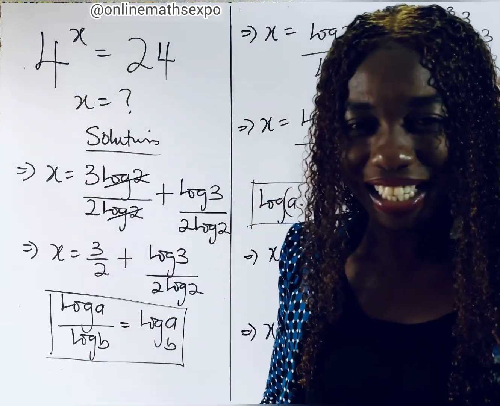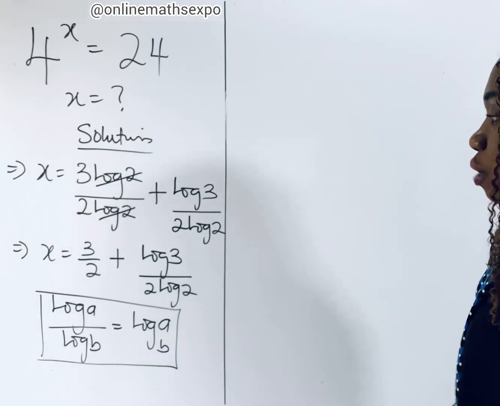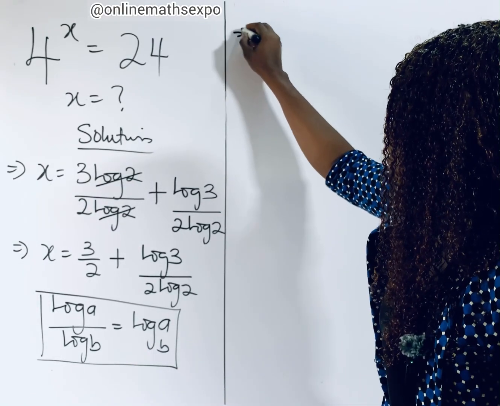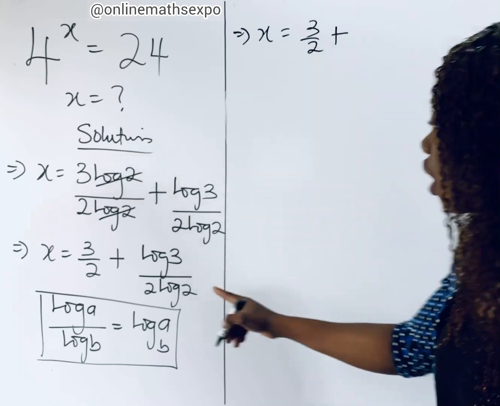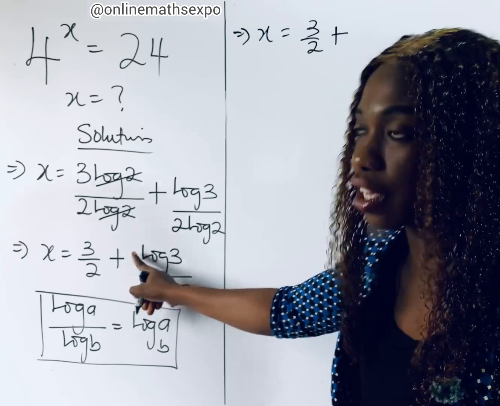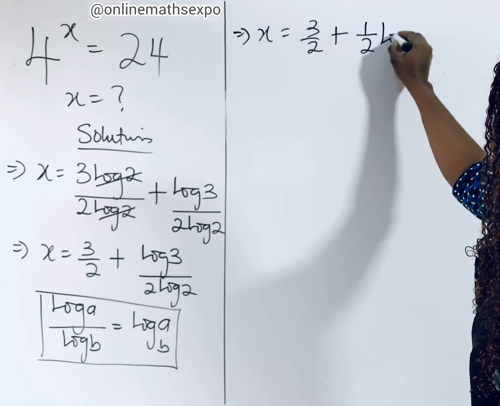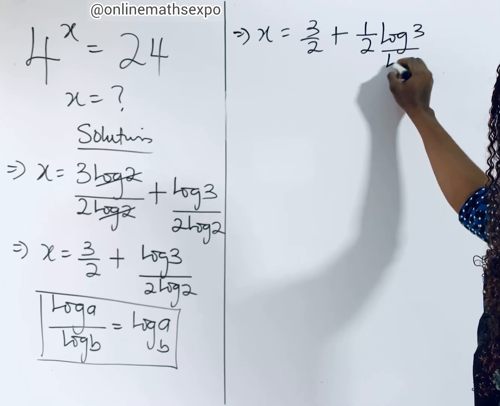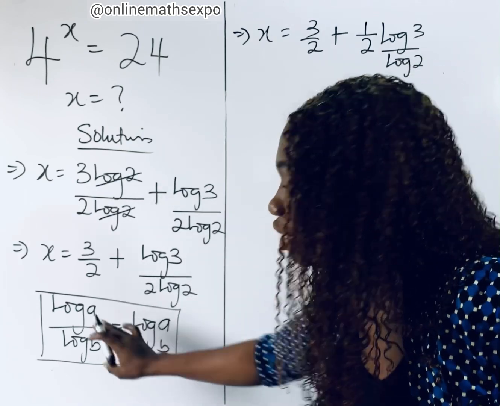It's going to be amazing. Now let's do this together. Now substituting this, we are going to have x is equal to 3 over 2 plus. Now you observe that the coefficient of this log here is 1. Okay, so this is the same as 1 over 2 log 3 divided by log 2. We are doing it this way so that we can easily apply this rule.